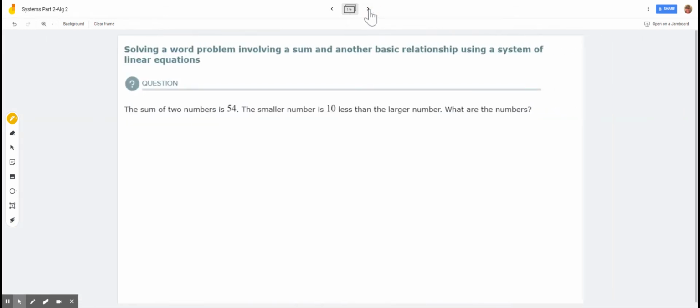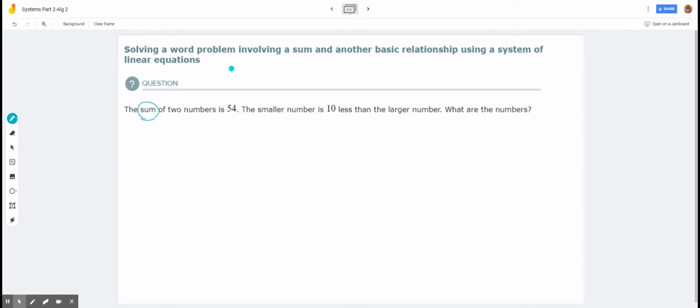Okay, next question. Solving a word problem involving a sum and another basic relationship. That's just a really wordy title. It's basically involving the sum of numbers. What you're going to do for these is use two variables, and it's lovely, because look, you get to write x plus y equals 54. Check it out. You get to write two variables, and you'll see why it's wonderful.